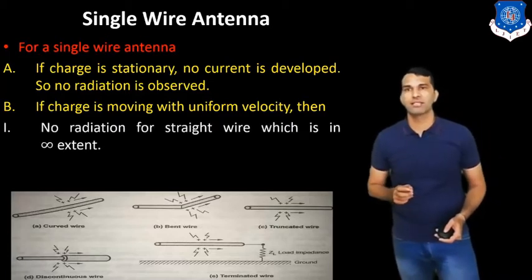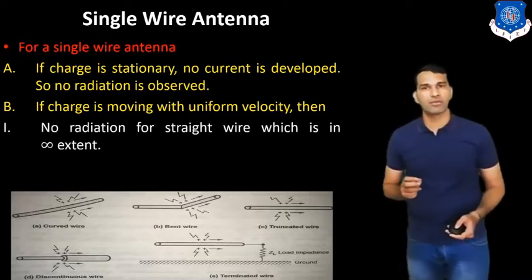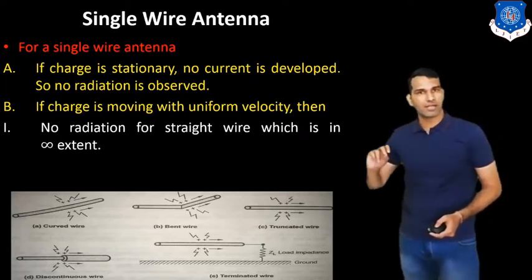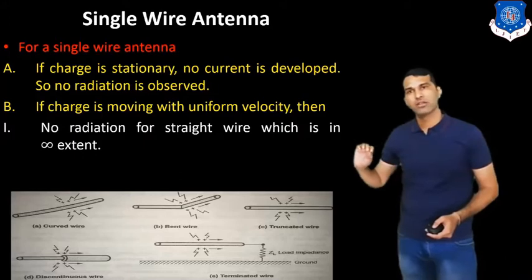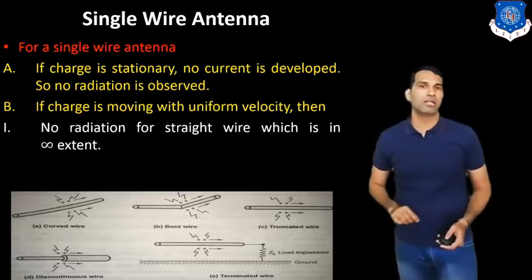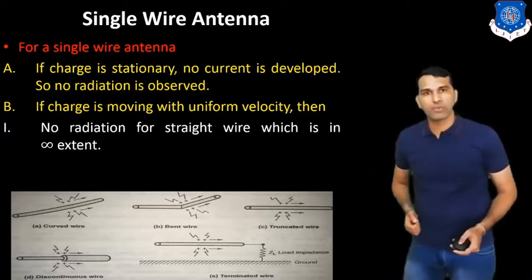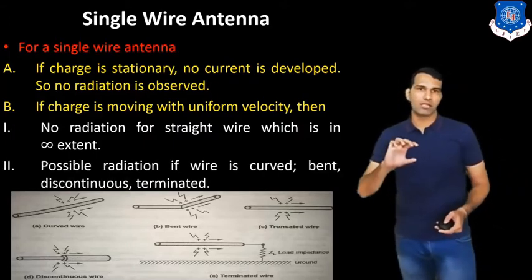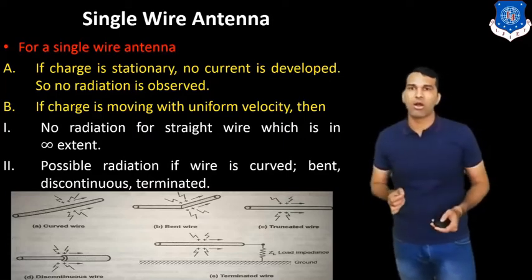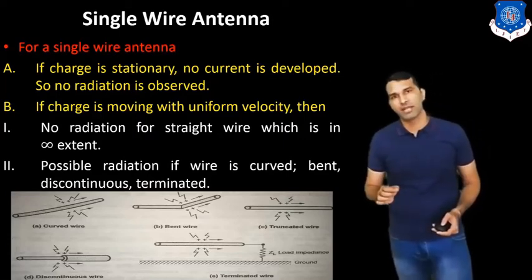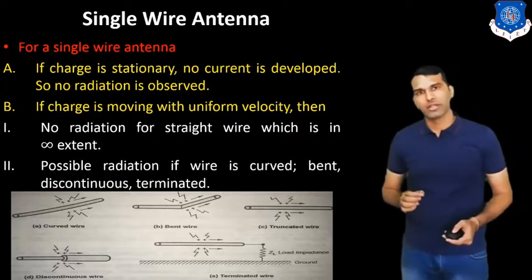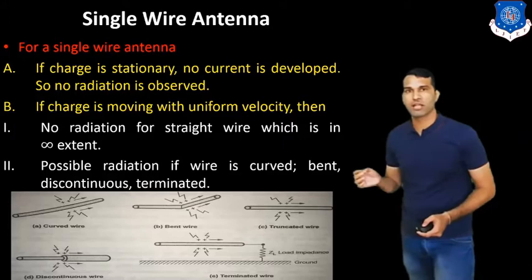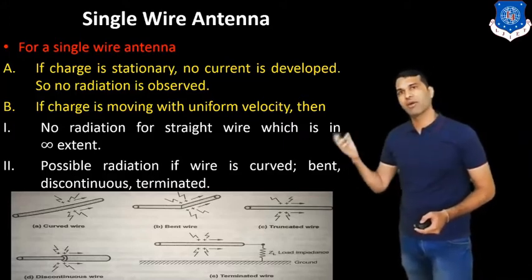The first case is no radiation for a straight wire of infinite length. At that time no radiation is produced. When is radiation produced? If the wire is curved, bent, discontinuous, or terminated, then radiation is produced. So this is the condition for radiation produced in the single wire antenna.